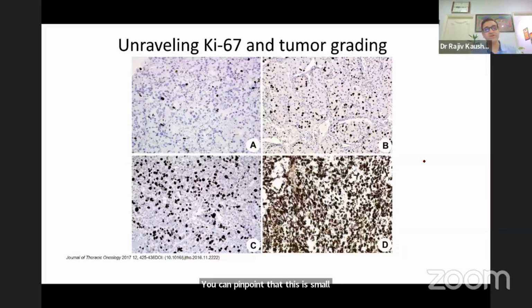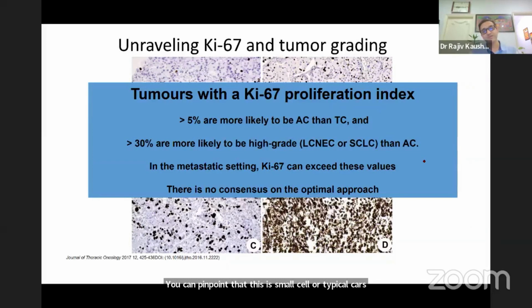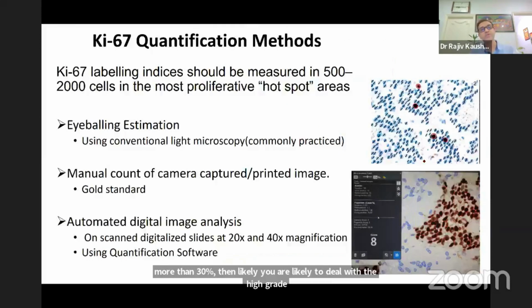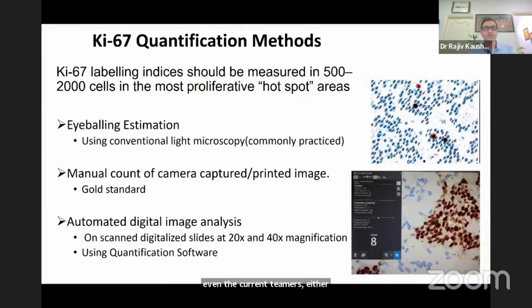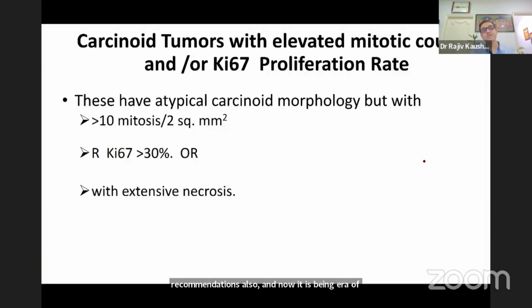cell or typical carcinoid. The Ki-67 cutoffs, as I mentioned, are not very precise, but if it is more than 5%, then you are likely dealing with an atypical carcinoid, and if it is more than 30%, then you are likely dealing with high grade neuroendocrine tumors, either large cell neuroendocrine carcinoma or small cell carcinoma. For the counting of Ki-67 there are some recommendations also, and now it is the era of digital pathology and AI, so there are new tools which help to quantify the Ki-67.